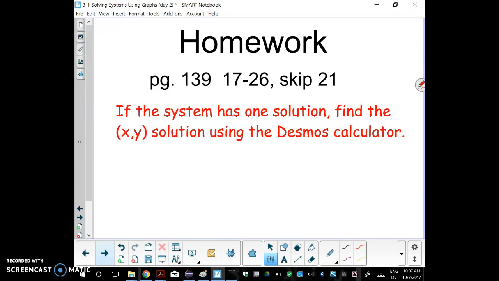Okay, that is all. Here's the homework. Again, if it actually has a solution, find it using Desmos, and you can ignore those directions about dependent, independent, and inconsistent. Just use the language we used in the lesson today. All right, good luck.